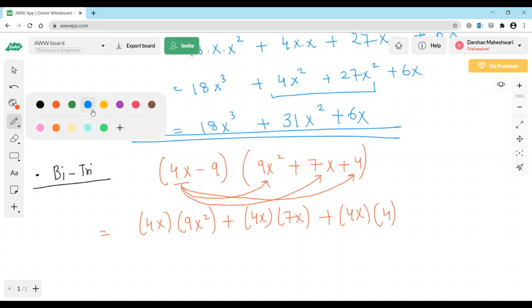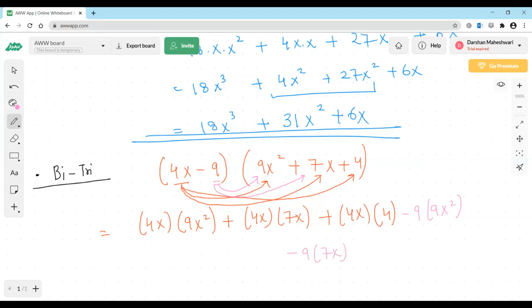Now we write the other part. So we take minus 9 now. So we have minus 9 times 9x². Then minus 9 times 7x. Then minus 9 times 4. So this will be the complete multiplication.